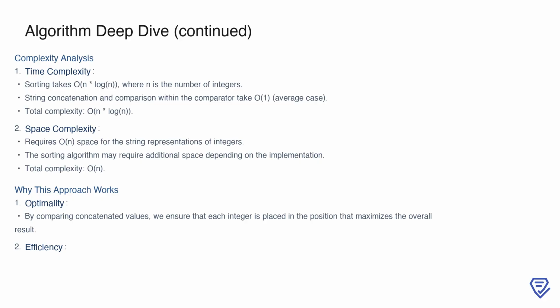Within the custom comparator, comparing two strings involves concatenation, which has an average case complexity of O(1). Therefore, the overall time complexity of the algorithm is O(n log n). On the space complexity side, we need O(n) space to store the string representations of the integers. Additionally, the sorting algorithm may require extra space depending on the implementation, but the overall space complexity remains O(n).